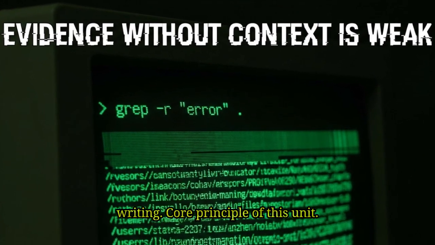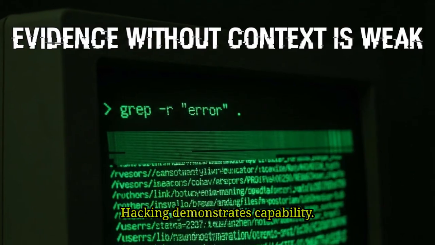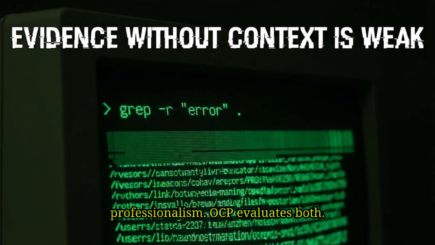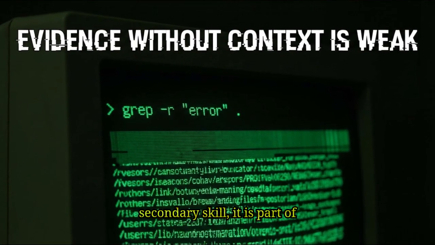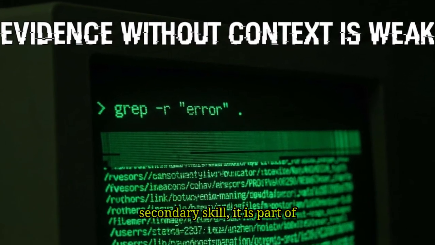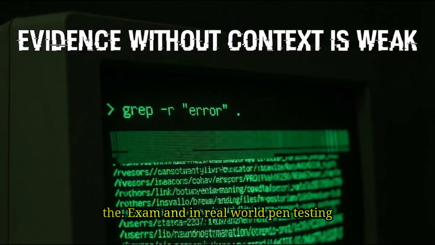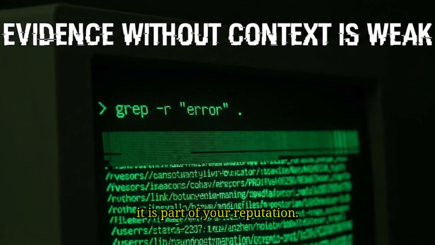Core principle of this unit: hacking demonstrates capability, documentation demonstrates professionalism. OSCP evaluates both. Understanding note-taking is not a secondary skill. It is part of the exam, and in real-world pen testing, it is part of your reputation.